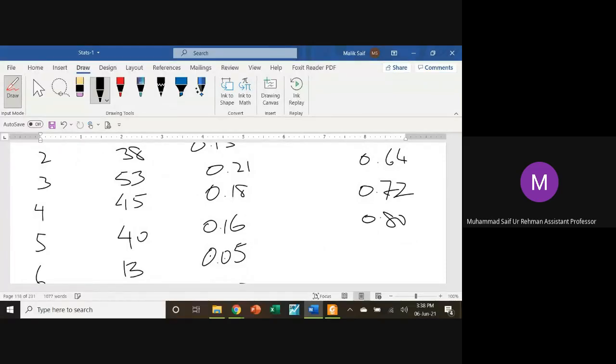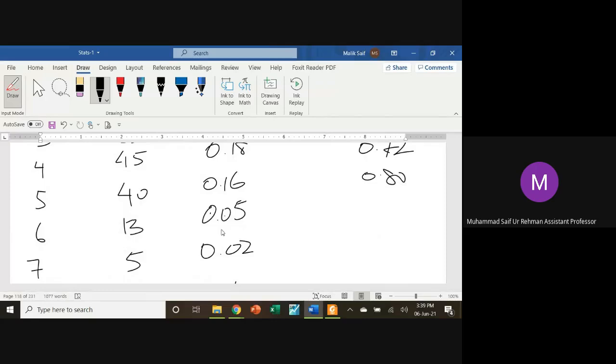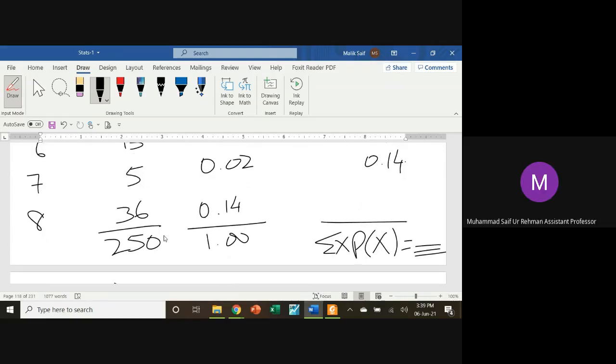It is simple. Even if you don't have a calculator with you, you are able to do it. You simply multiply 0.16 by 5, and then 0.05 multiplied by 6, which is 0.3. Then 0.02 multiplied by 7, which is 0.14. And 0.14 multiplied by 8 is 1.12. So now add these values.